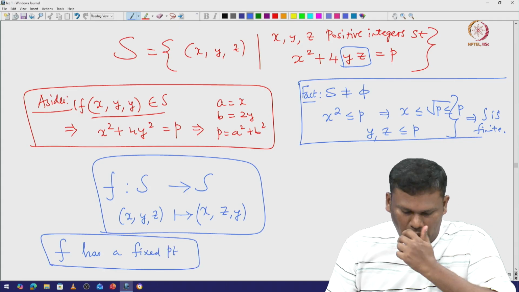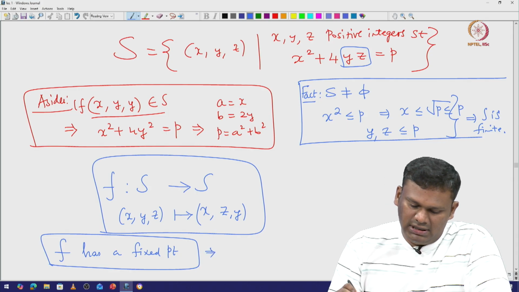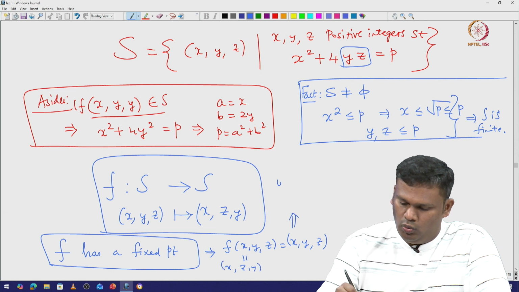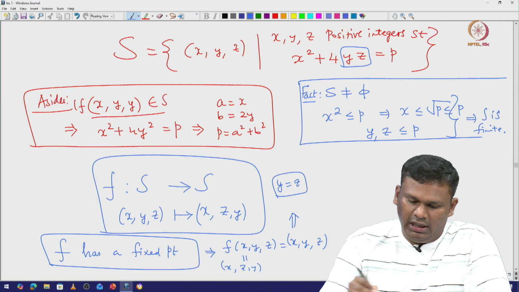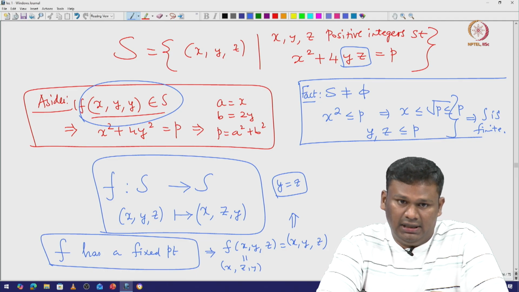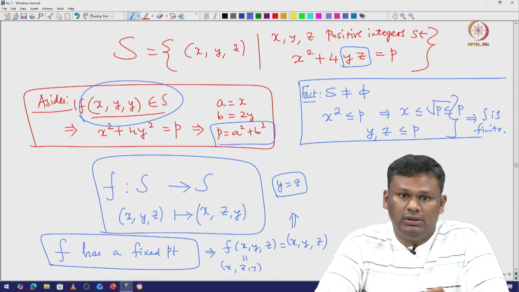Okay. If we prove F has a fixed point, then that would imply that, let us say, (x, y, z) is a fixed point of F, then F of (x, y, z) is going to be (x, y, z). But we know what F of (x, y, z) is, which is (x, z, y), and this would imply that y equal to z. And if you see, that is what we wanted. So, we wanted a tuple (x, y, y) that is in capital S. So, that would immediately tell you that I can write p equal to a square plus b square.